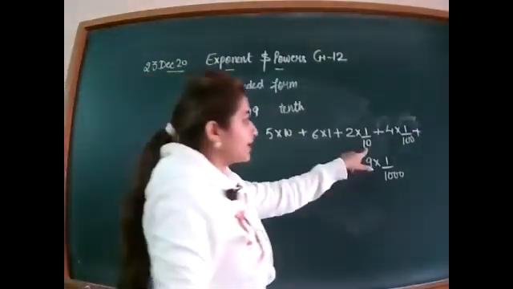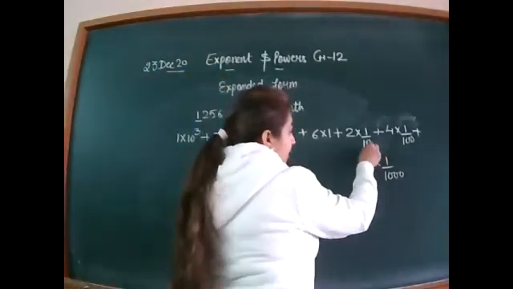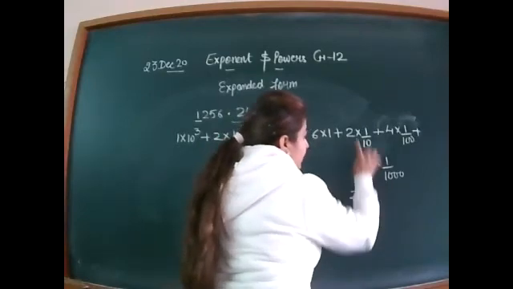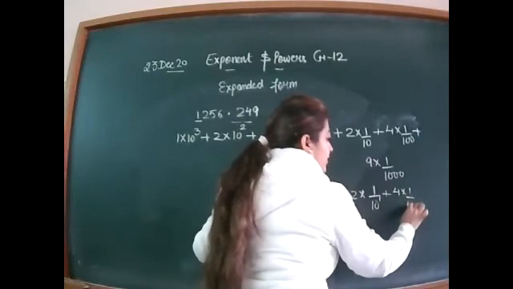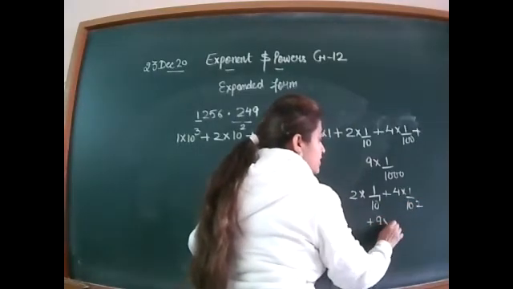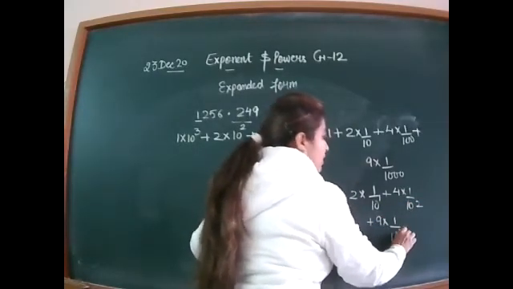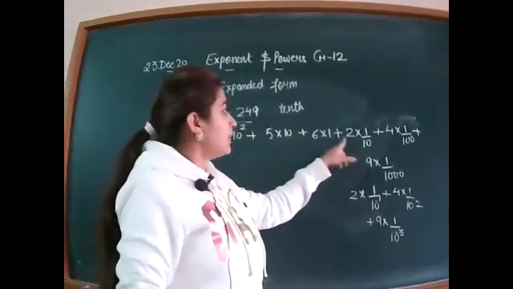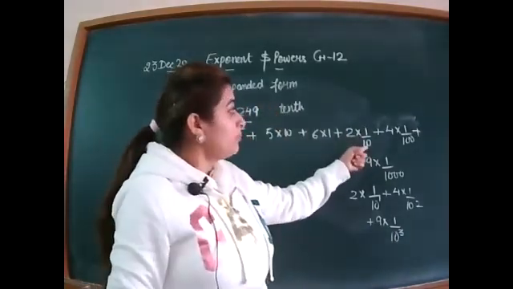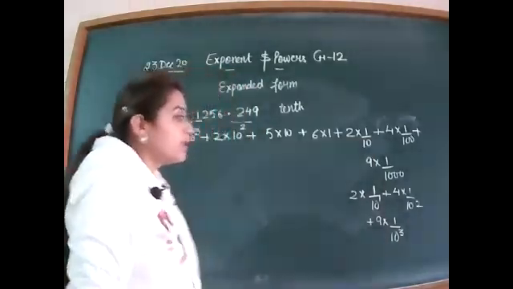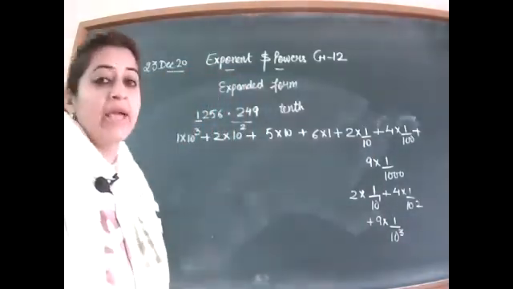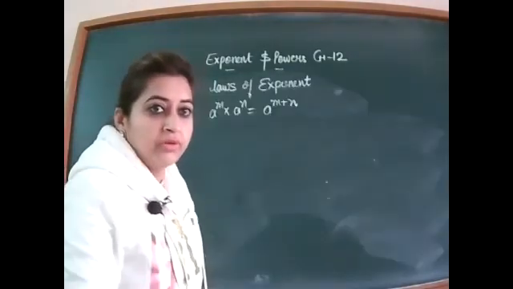If you want to write like this, or you can write it in this manner also. 1 upon 10 raised to power 1, 4 into 1 upon 10 raised to power 2, plus 9 into 1 upon 10 raised to power 3. So firstly, I have written it in this form. Then you can write it in the exponential form because it is given in the question that you have to write it in the exponential form.